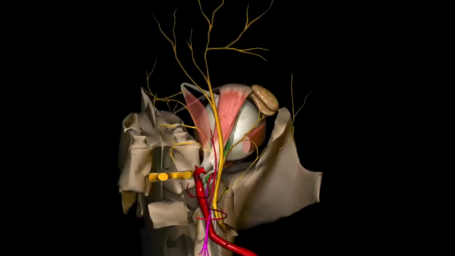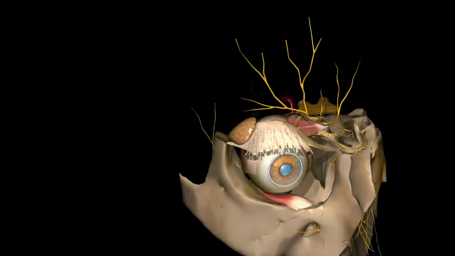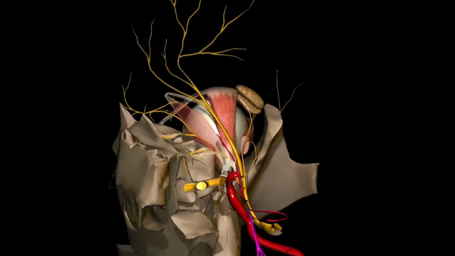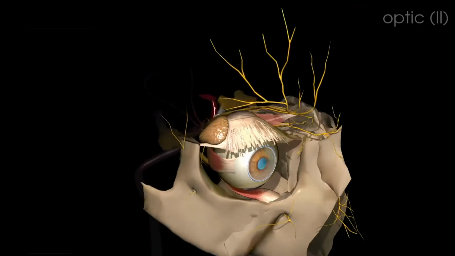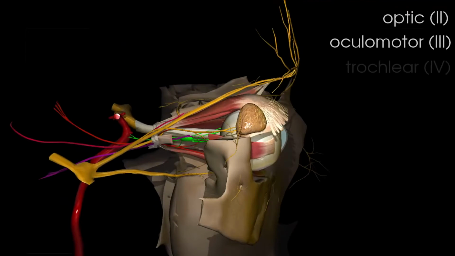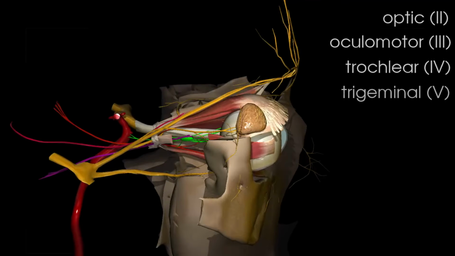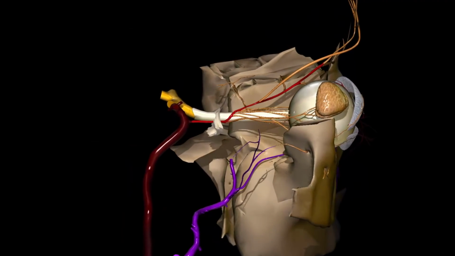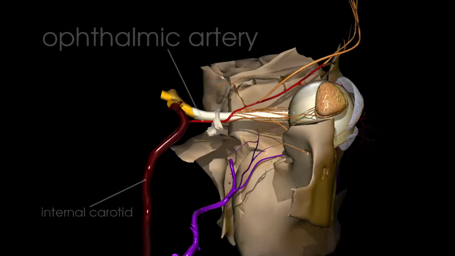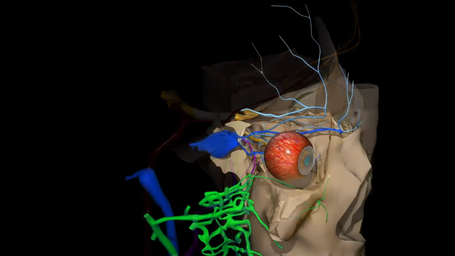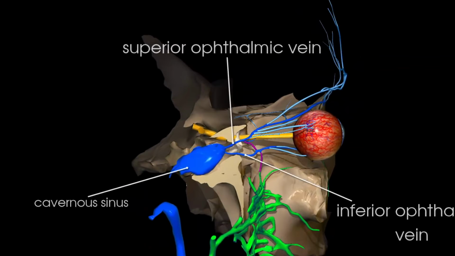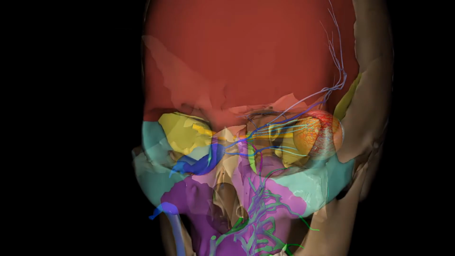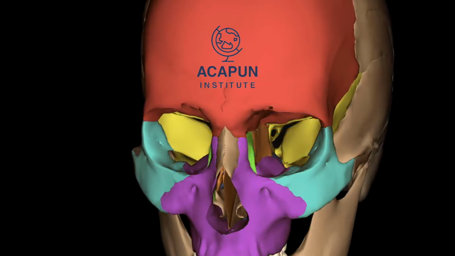In terms of the nerves within the bony orbit, there are several cranial nerves which supply the eye and its structures. These include the optic, the oculomotor, the trochlear, the trigeminal and the abducens nerve. There are also several blood vessels within the bony orbit. The eye receives blood primarily from the ophthalmic artery. Venous drainage is via the superior and inferior ophthalmic veins. Let's take a look now at the pathways into the orbit.